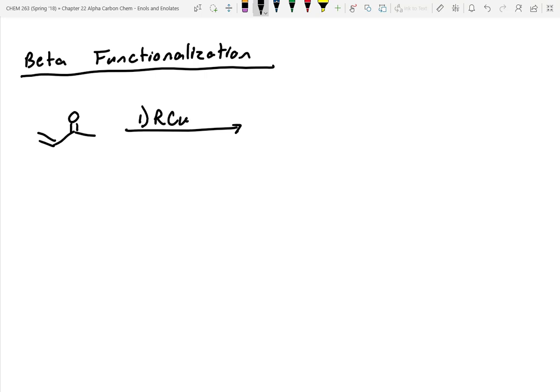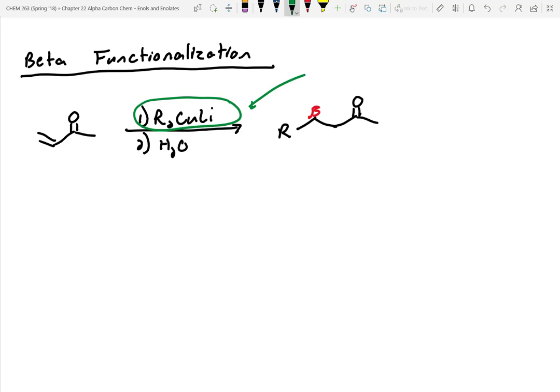So I'm going to go ahead and treat this with R2CuLi. That was our Gilman reagent. Then water. If you remember, this will allow you to functionalize the beta position of your carbonyl. So now we're not dealing with alpha functionalization. And if you remember, this is an example of a Michael type addition. This works with any stabilized nucleophile.